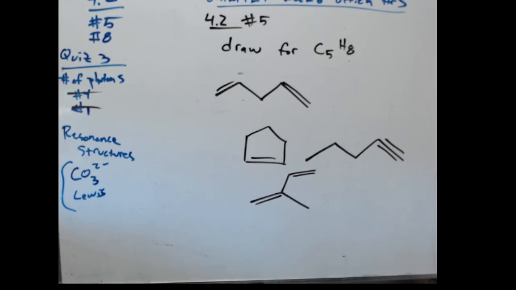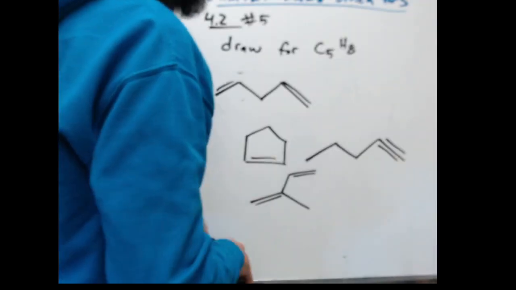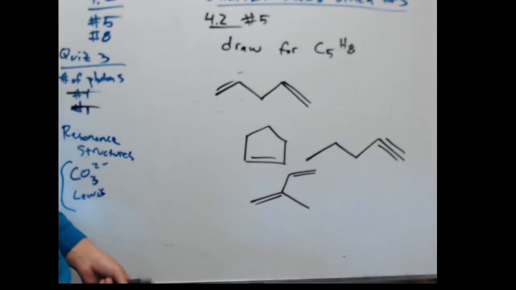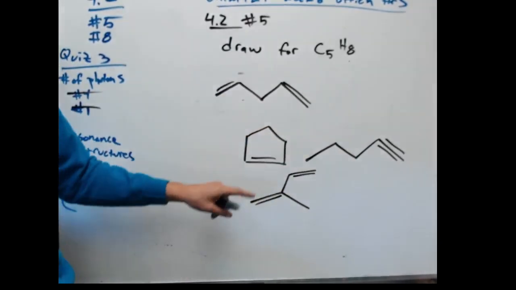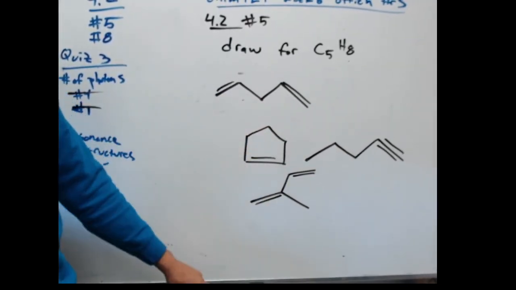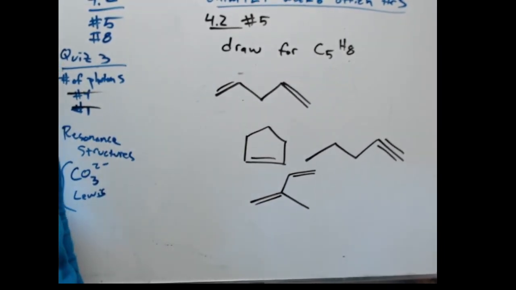So there's a lot of different structures that we can draw for C5H8. Doing it slowly and counting is one thing. Remembering that we can add double bonds and triple bonds is a thing. Remembering we can add rings is a thing. And then remembering we can do branching gives us a lot of opportunities to make a lot of different Lewis structures with C5H8.